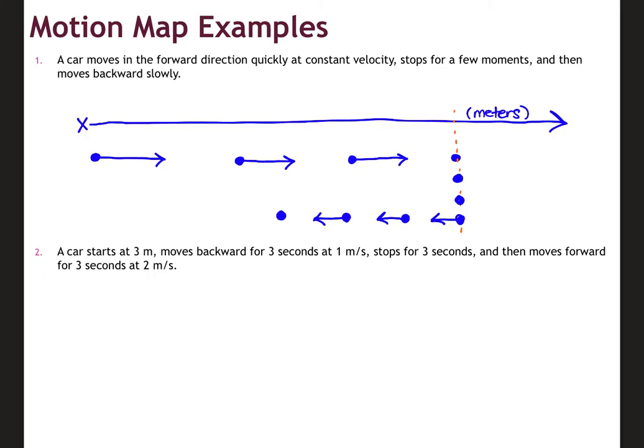Now, let's take a look at number 2. Number 2 is actually, I think, maybe a little easier to work with because it actually has numbers. So I want you to do what you just did the last time. I want you to stop the video. I want you to read through this one, and I want you to try and make a motion map that goes along with this. And then once you're done, come back and play the video and see how you did.